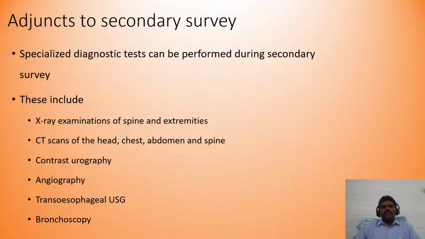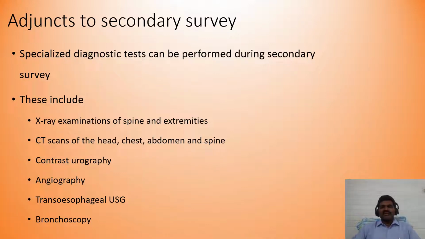So that concludes your secondary survey examination. Then you go for adjuncts to the secondary survey. In the primary survey, you use vitals and vital recording machines as adjuncts to the primary survey. In the secondary survey, you use more specialized diagnostic tests that can be performed.